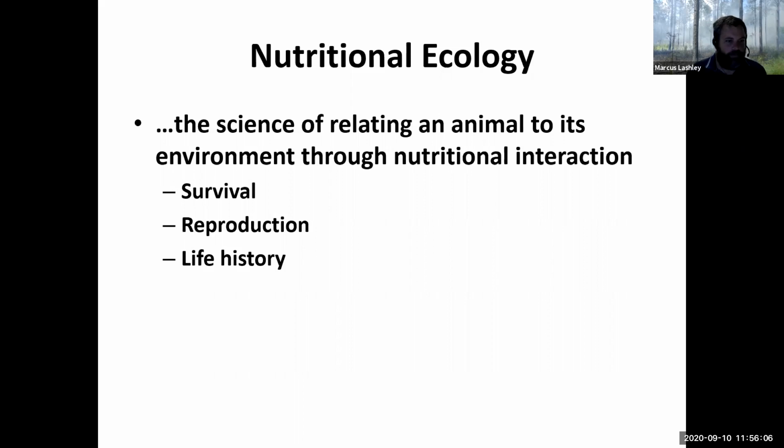Ultimately, this is pretty important to understand so that you can understand survival, reproduction, and the life history of the animal in general, like we talked about last time with the gopher tortoise, understanding the life history and how it affects survival and reproduction through its nutritional ecology is a pretty important thing to manage those populations.